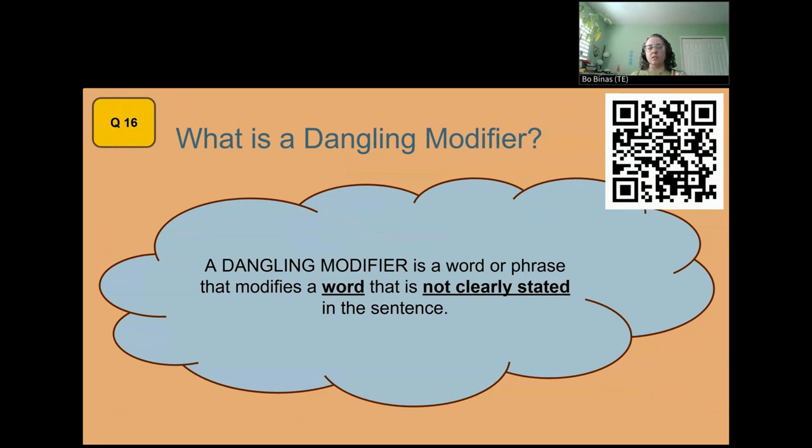Okay, so think of this one like a picture. Imagine if you need two nails to hang a picture on the wall. If one of those nails is missing, the picture's going to be dangling. Okay, so something's missing from the sentence. In the misplaced modifiers, everything's in there that you need. Dangling modifiers, something's missing. Something's not clearly stated in the sentence.